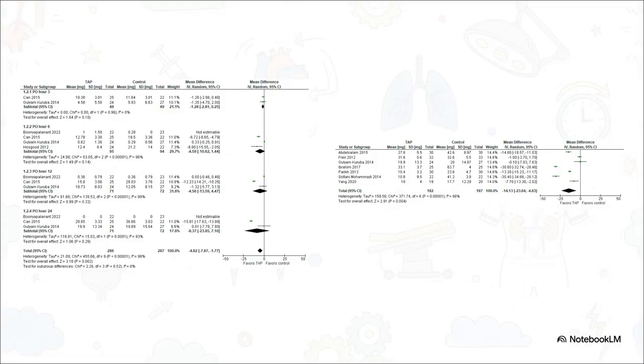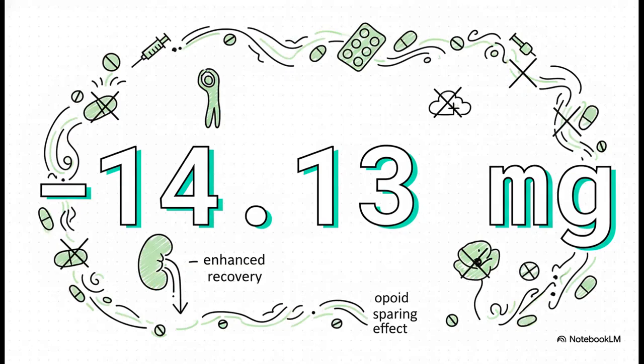And if you need proof that these blocks work, look no further. This is data from a powerful meta-analysis published in 2025. These are called forest plots, and they combine the results from multiple studies. All you need to do is look at the plot on the right and find that black diamond at the bottom. See how it's well to the left of that vertical line? That vertical line represents no effect. The fact that the diamond is so far to the left tells us, with high statistical confidence, that TAP blocks significantly reduce opioid consumption.